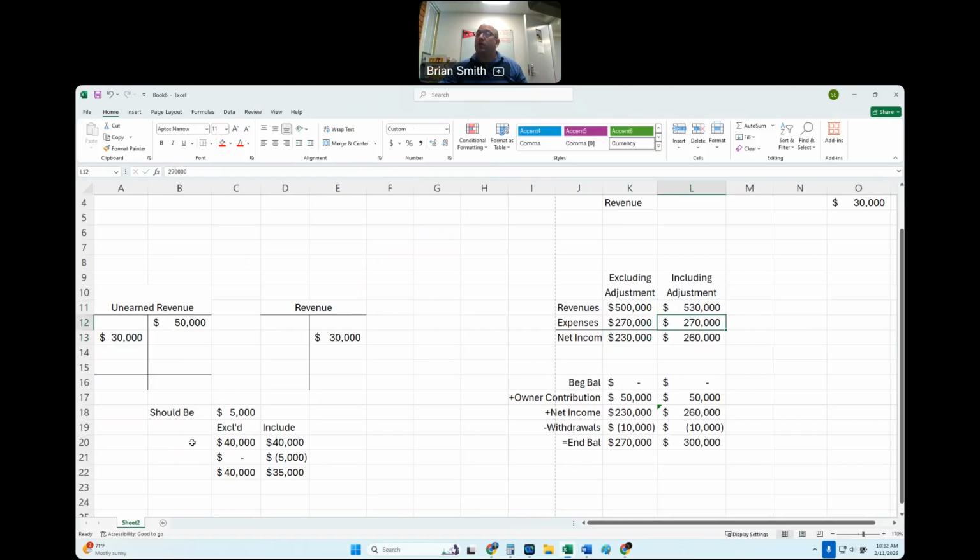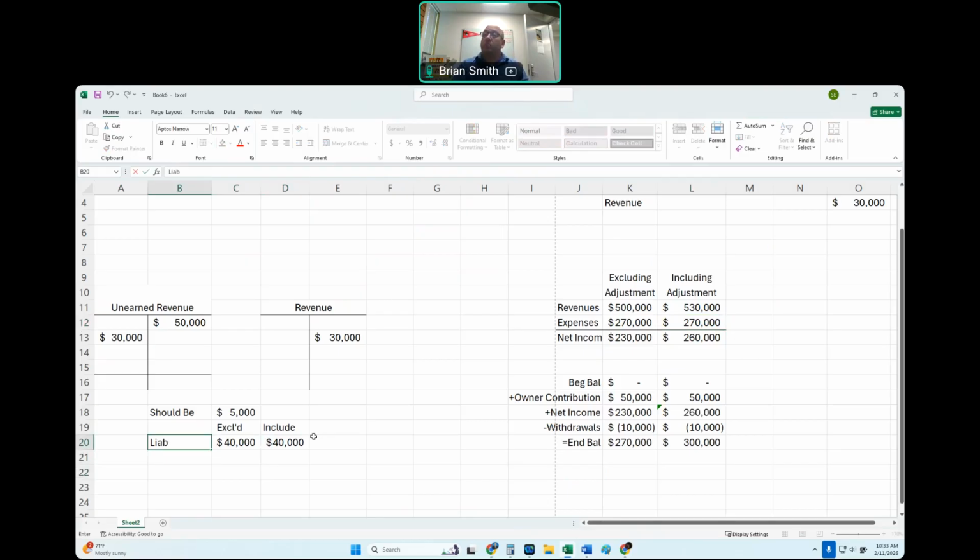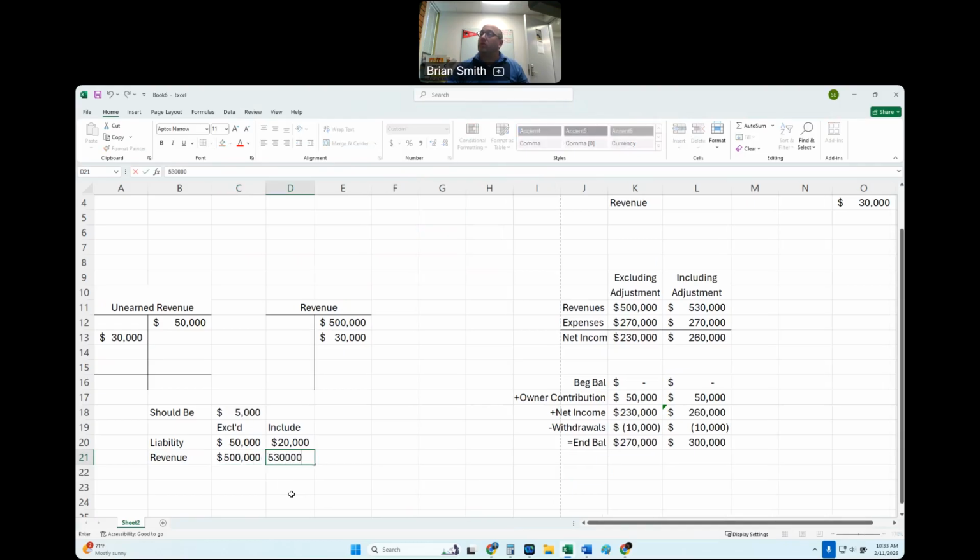So if it's excluded, our account balance is going to be, I'm just going to get rid of these because we don't need those now. Excluding that, liabilities, excluding it is going to show liabilities of 50,000. And then excluding it, I guess if we had 500,000 already in here, then all right, there we go.